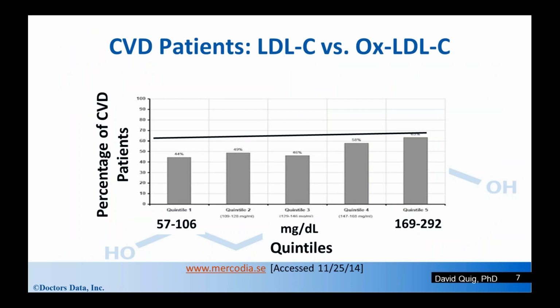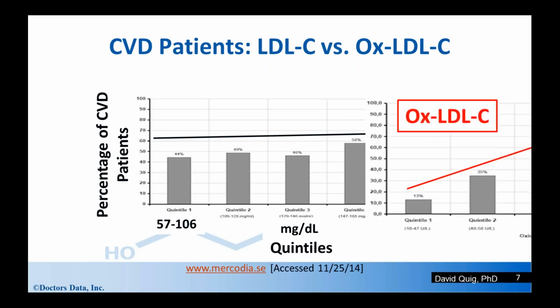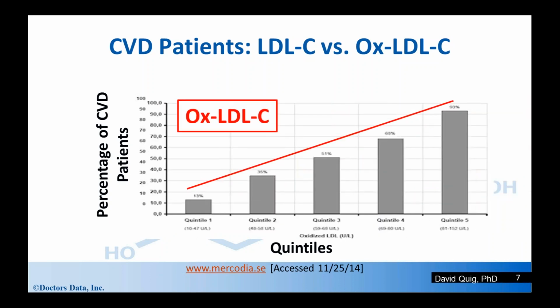Now, let's take a look at the real culprit, the oxidized LDL, and compare it to LDL. What we're looking at here is the percentage of cardiovascular disease patients compared to different quintiles of LDL. As we can see, there is very little relationship, basically a flat line, between very low levels of LDL and very high levels of LDL with respect to cardiovascular disease. In sharp contrast, if we take the same plot and put in oxidized LDL, we see that as we go across the low to the highest quintile, there is a very significant slope and linear relationship between the level of oxidized LDL and the risk or occurrence of cardiovascular disease.